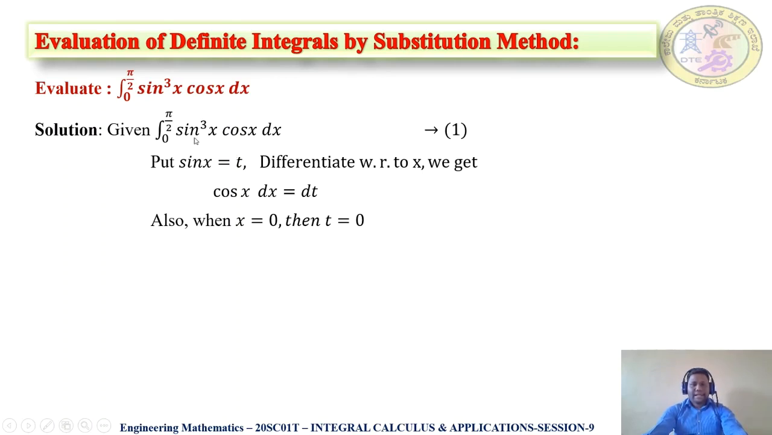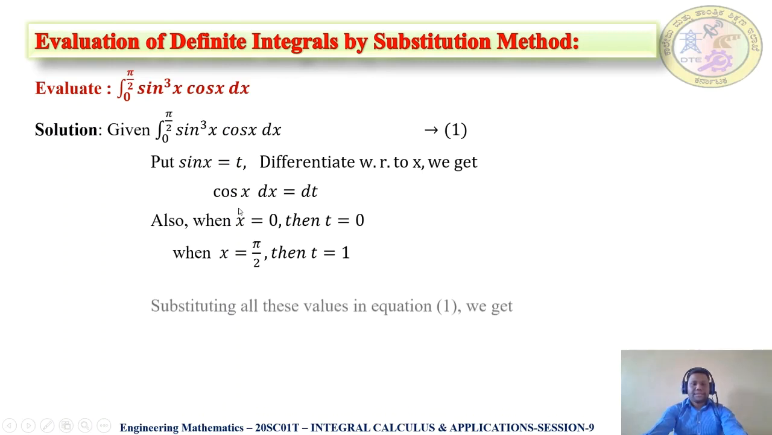Similarly when x equal to pi by 2, taking this limit, x is equal to pi by 2. Therefore t is equal to sin pi by 2, and sin 90 degrees value is 1. So when x is equal to pi by 2, t is equal to 1. As per the problem they have given x equal to 0, x equal to pi by 2. Since we are replacing sin x by t, here we have to change the limits also. Therefore when x equal to 0, we found t equal to 0. When x equal to pi by 2, we got t is equal to 1.